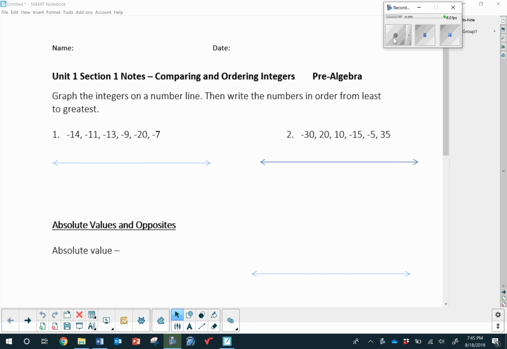Alrighty, we're going to go ahead and get started with the Unit 1, Section 1 notes. So this is the very first video in Pre-Algebra A. And in this section, we're going to be talking about integers. And this is something you may have studied before. So some of it may be review, but some of it may be new. And integers are really a foundation for all that we do in pre-algebra.